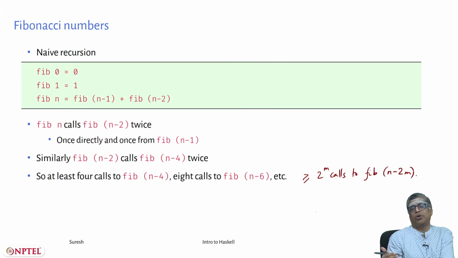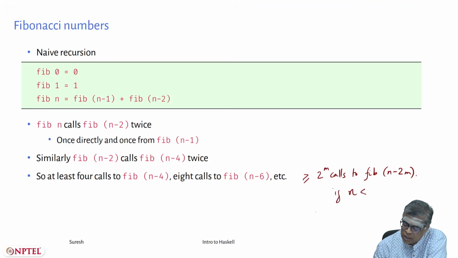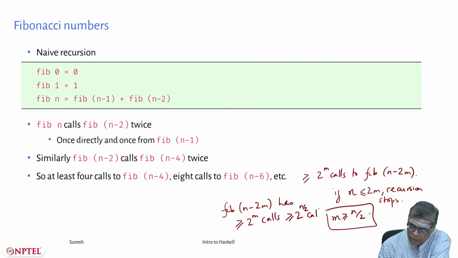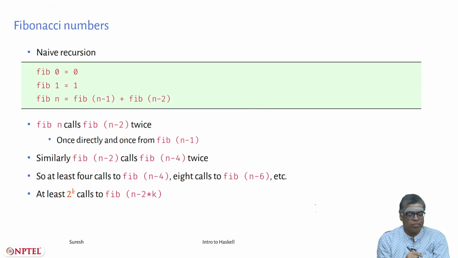The moment n minus 2m becomes 0, or n minus 2m is equal to 1, there won't be any more recursive calls. So, if n is less than or equal to 2 to the m, recursion stops. But n is less than or equal to 2 to the m means that m is greater than or equal to n by 2. And how many calls are there? Fib n minus 2m has greater than or equal to 2 to the m calls, which is greater than or equal to 2 to the n by 2 calls, right? So, this is exponential. This is what I am trying to derive, right?